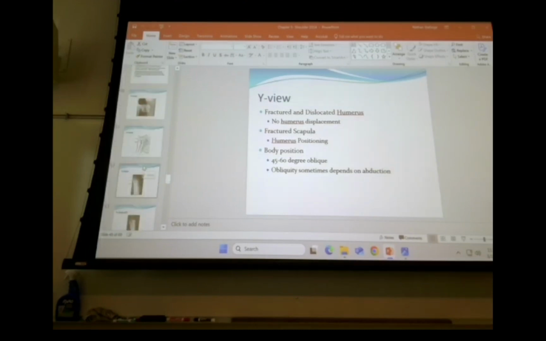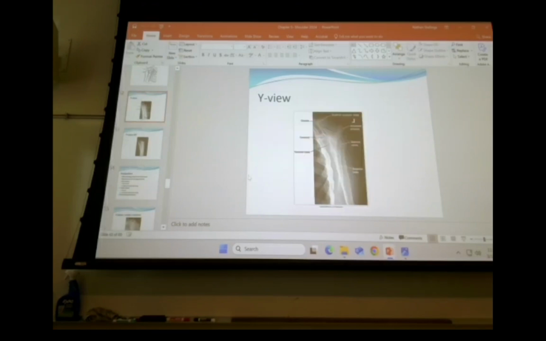Okay, we kind of did the Y view to death. So what we want to see is the vertebral and axillary borders on top of each other. If the vertebral border is over the ribs, that would indicate that the patient is too AP or PA. And if the axillary border, which is that fat, puffy portion, is over the ribs, then the patient's too lateral.